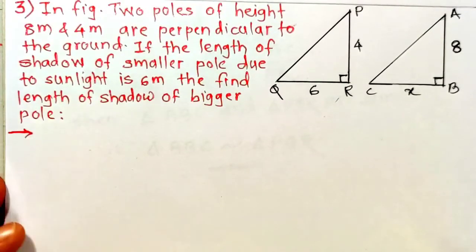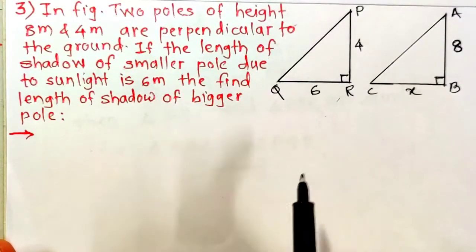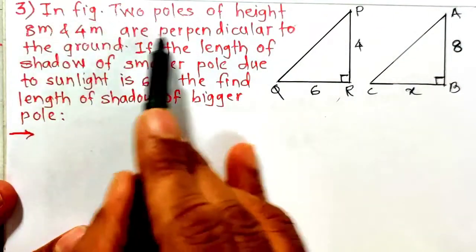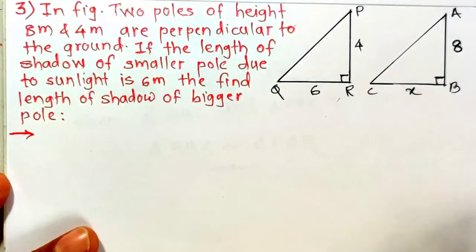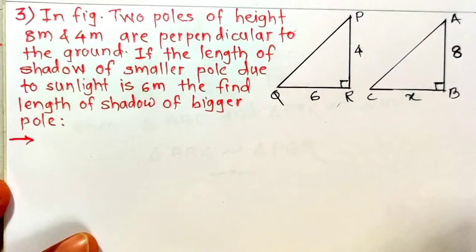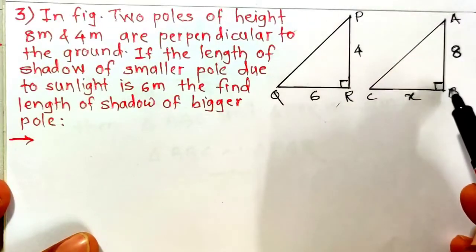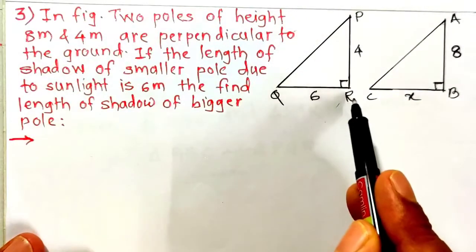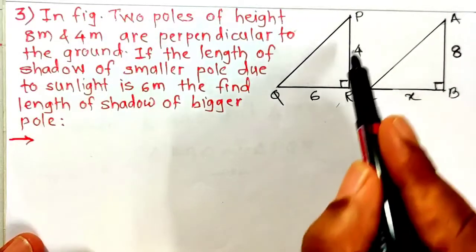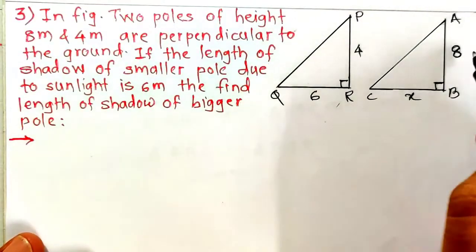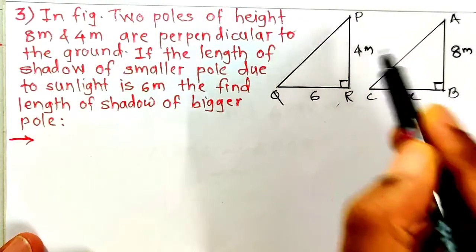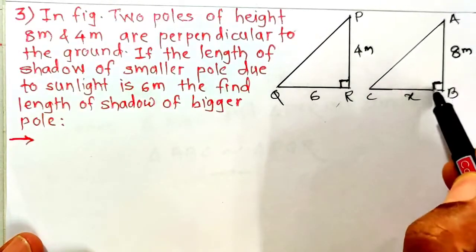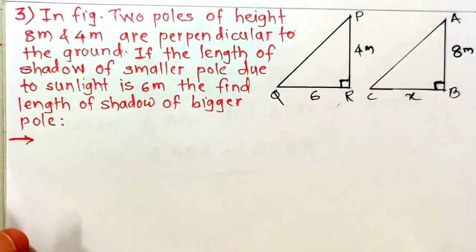Here it is, the third sum. Now if we observe in the third sum, here if we read in the figure, there are two poles of height 8 meter and 4 meter. Here this AB is one of the poles having height 8 meter, and PR is another pole having height 4 meter. Both are perpendicular to the ground. Therefore here it is 90 degree, because poles are always perpendicular to the ground.